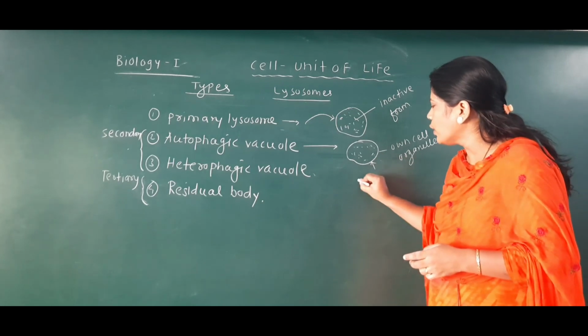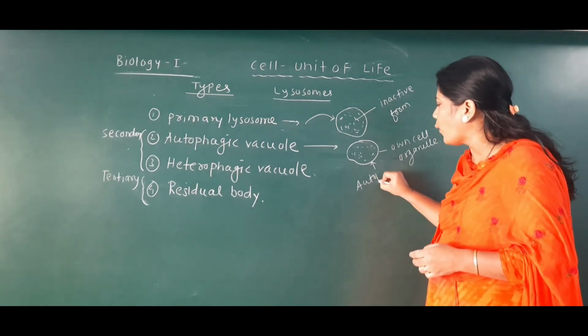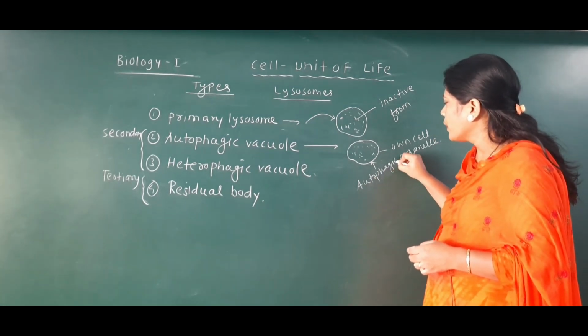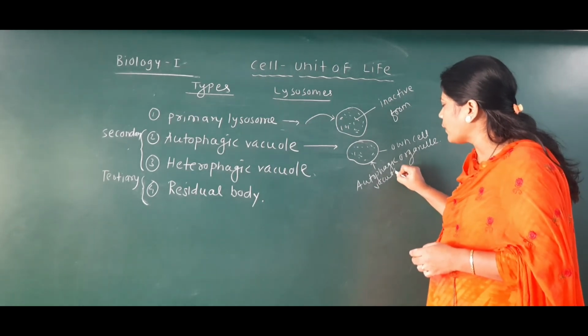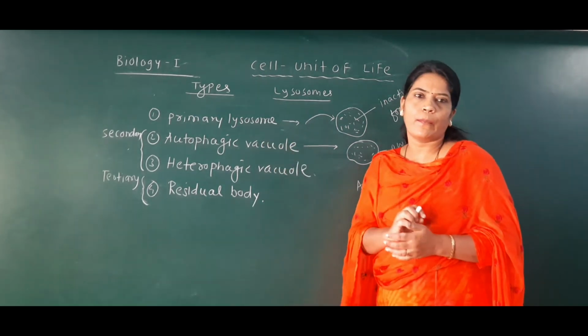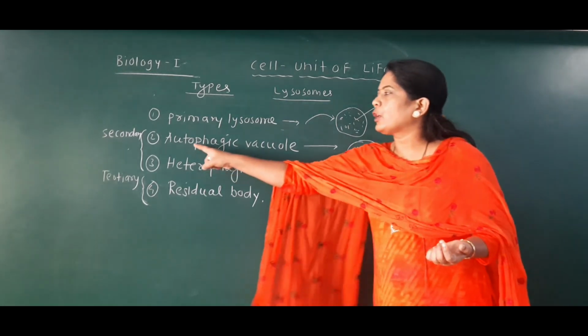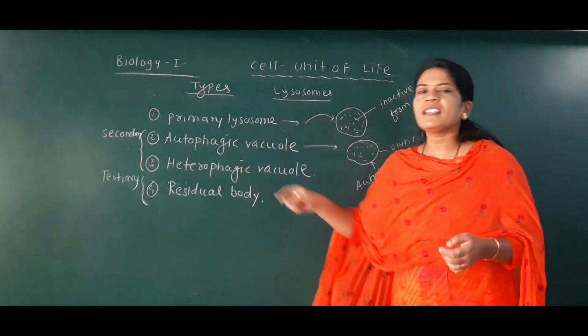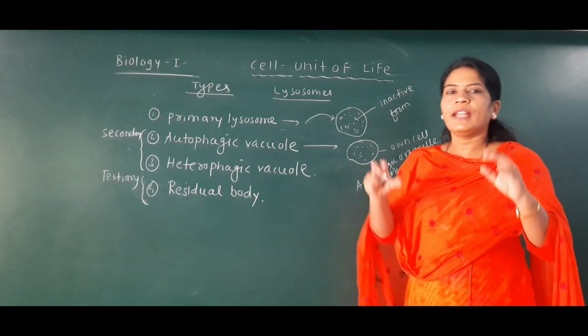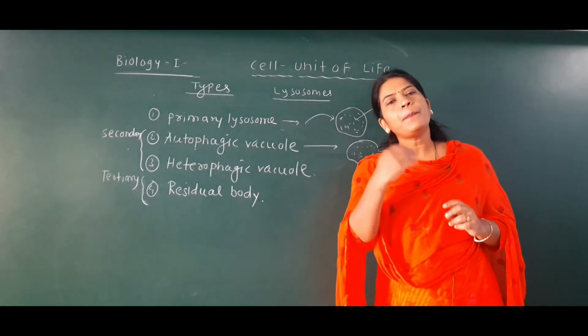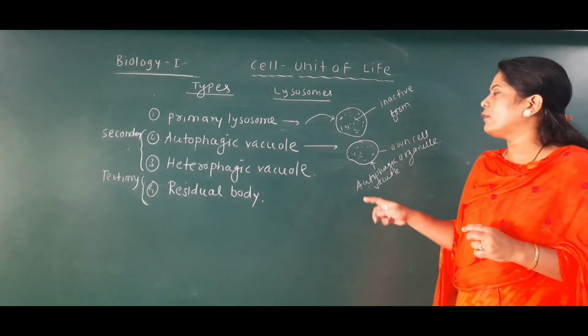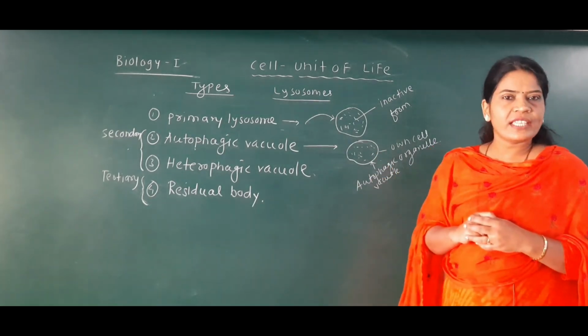We call it an autophagic vacuole, which is the second type of lysosome. Then what is meant by autophagic? Auto means self and phagic means to eat. Okay, when a lysosome eats its own cell organelle, then that lysosome is called an autophagic vacuole.